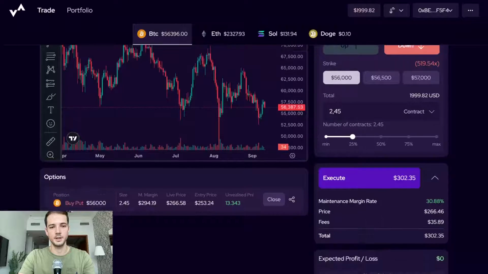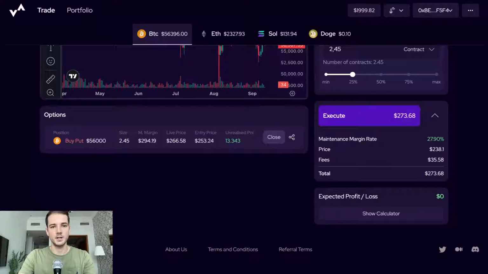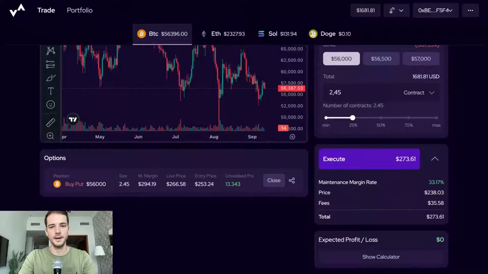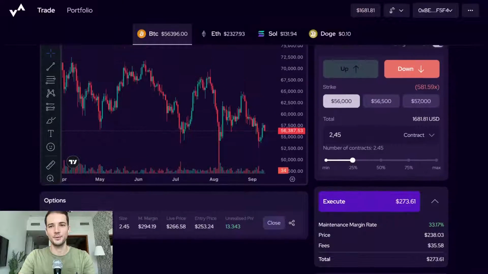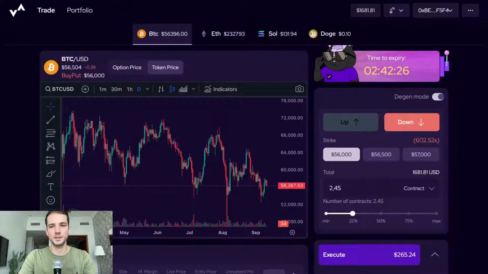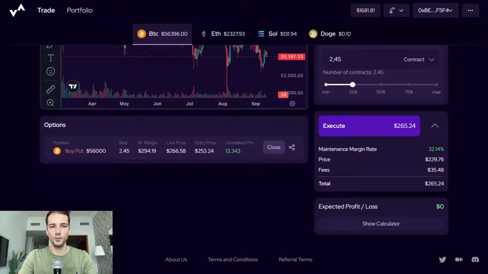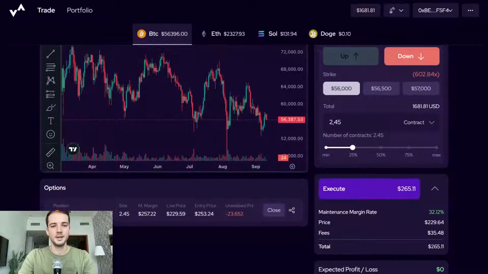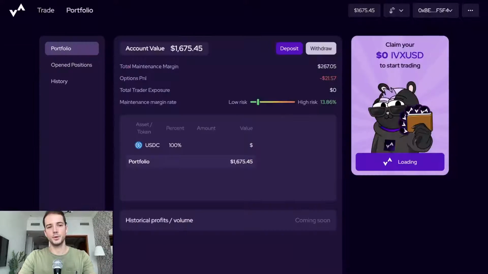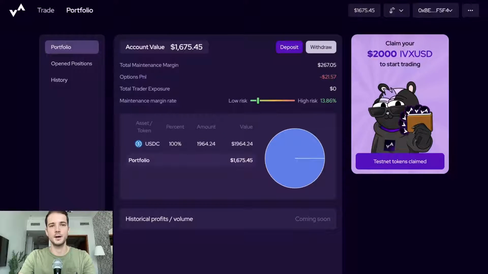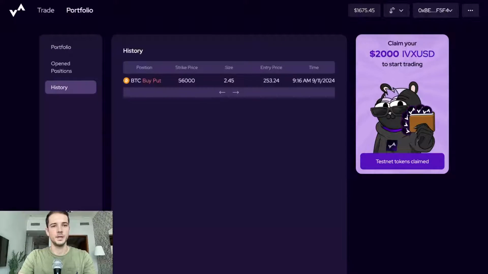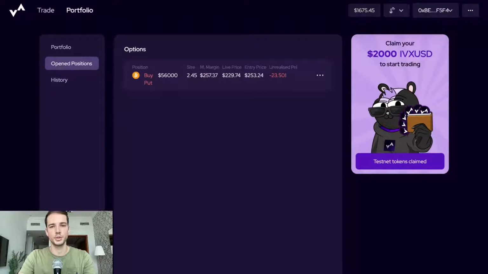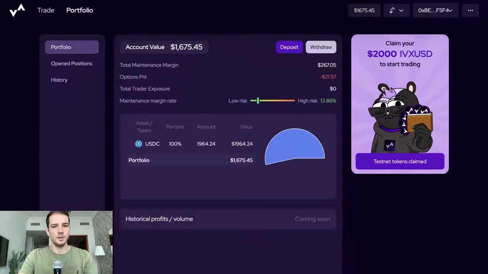You can see it now here at the bottom. This is the size, the margin, the current price, and the entry price. So there we go. We have our option live, and we just need to wait and see where the price will be once the time expires, and then we will know whether we lost or made some money. So that's how it works. If you go to the portfolio page, you can also see that our account value has decreased. You will also be able to see the history of the trades that we had, and the open position that we have currently. So that's all it is for now.